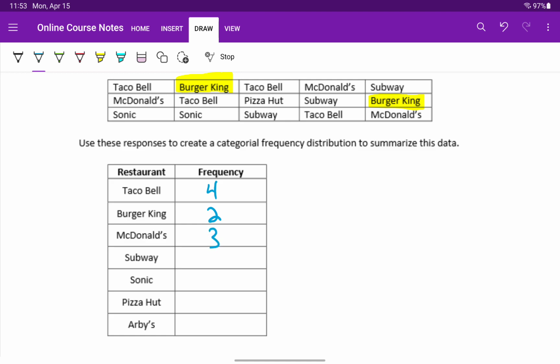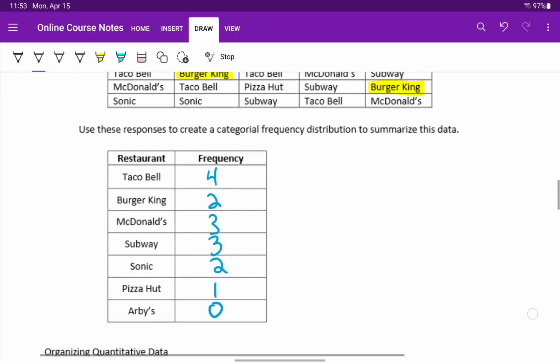McDonald's popped up as a result in this survey 3 times. Subway 3 times. Sonic popped up twice. Pizza Hut popped up once. And if we scan through that list, we see that Arby's, even though it's in this list here, was never given as an answer to that question. So that would be a 0 in this case. Now we can start to see the frequency, the pattern of responses that are occurring.